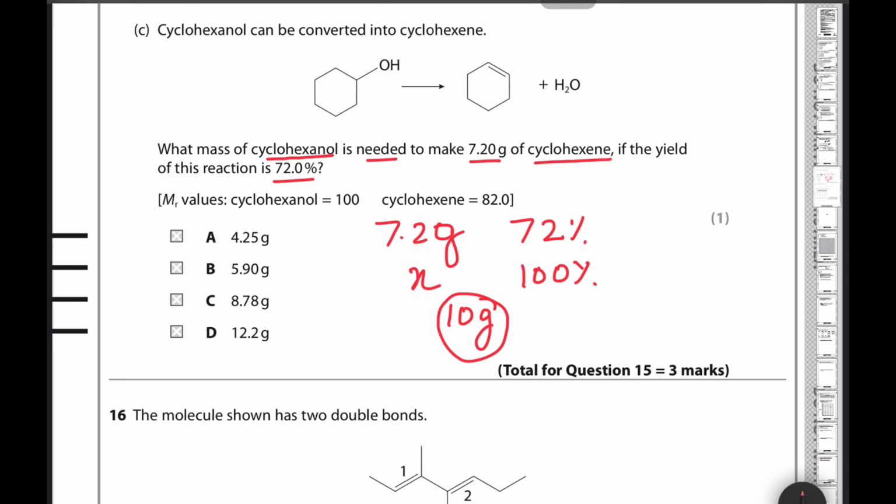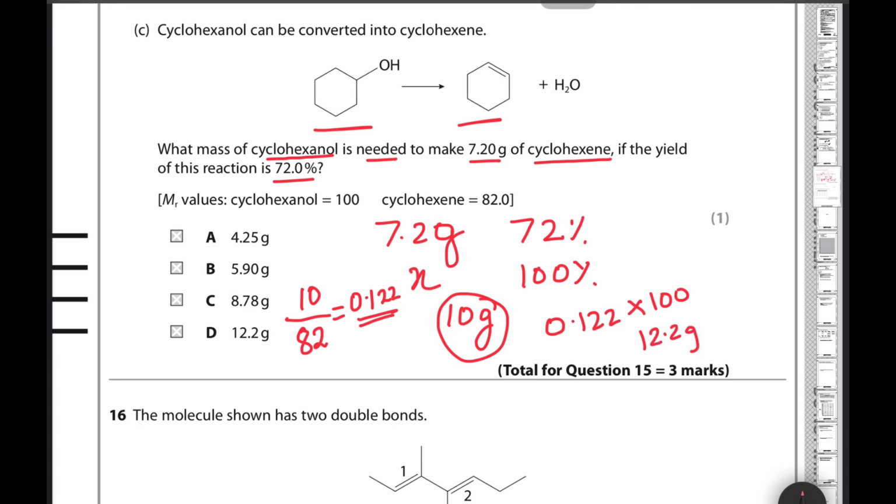Then find the number of moles of cyclohexene. You have 10 upon the Mr, you will get 0.122 moles. And you see the ratio is 1:1. So cyclohexanol also has this many moles, times the Mr of cyclohexanol, which is 100. You solve it, you get 12.2 grams, which is D.